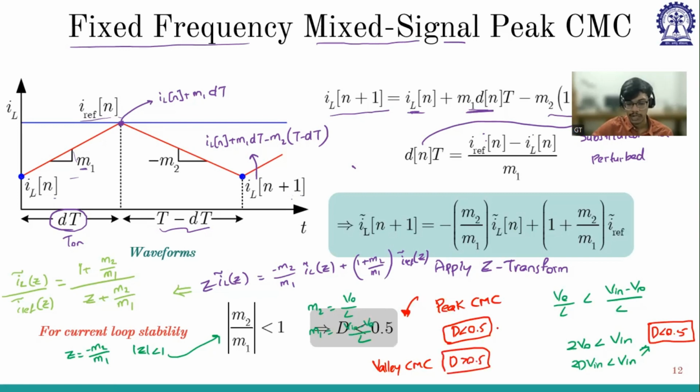But if you want to operate at more than 0.5, you need something called ramp compensation in order to keep the system stable. So these are the basic aspects that we need to keep in mind when we are going for peak current mode control. If the duty ratio is less than 0.5, then we can go for peak current mode control. If the duty ratio is greater than 0.5, then we have to go to valley current mode control. In peak current mode control, I can still operate at D greater than 0.5, but I need ramp compensation to keep the system stable. So this is all about mixed signal, fixed frequency peak current mode control.